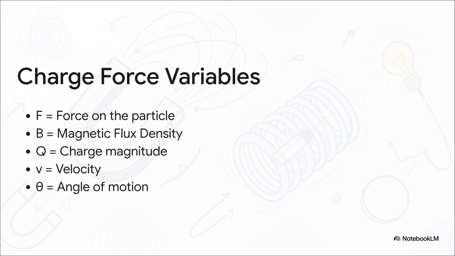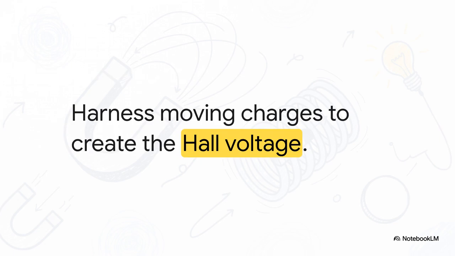You get maximum force at 90 degrees and absolutely zero force if the particle is just traveling parallel to the field lines. Now, this microscopic deflection has some absolutely brilliant real-world applications. It pushes charges to one side of a conductor, and that creates a measurable potential difference, which we call the Hall voltage. We can harness this using a Hall probe to measure magnetic flux density, or even better, use crossed electric and magnetic fields to precisely select the velocity of specific particles. It's a real game changer.